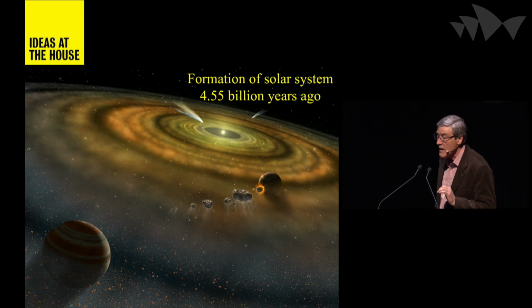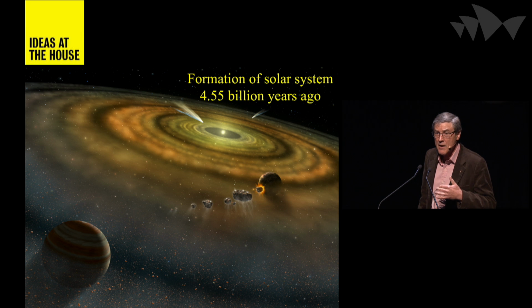Now, let's put that into context. The Earth itself, the solar system indeed, is little over 4.5 billion years old, and of course it didn't form overnight. The planets formed from a swirling disk of gas and dust around the proto-sun, and it took really quite some hundreds of millions of years for this process to be completed.